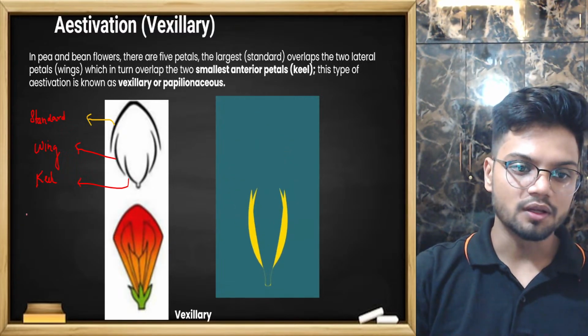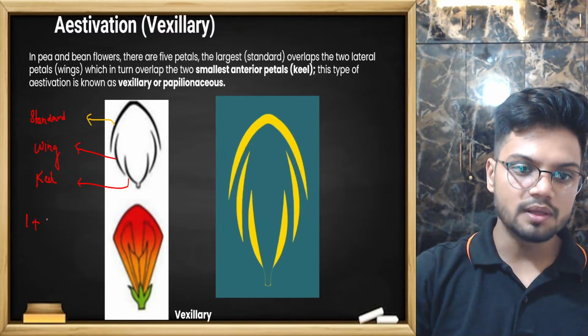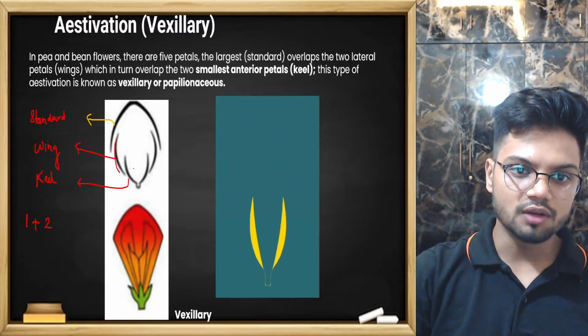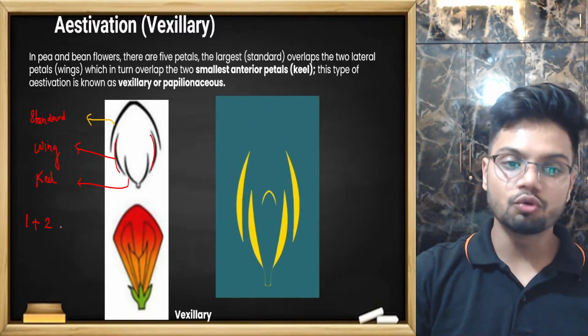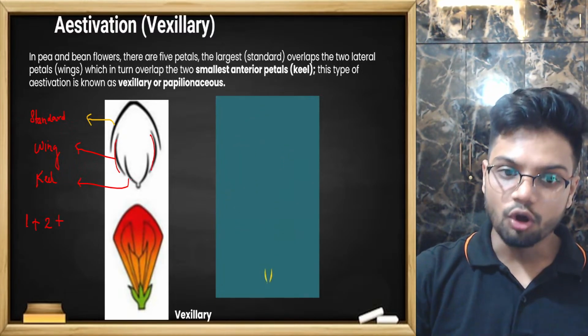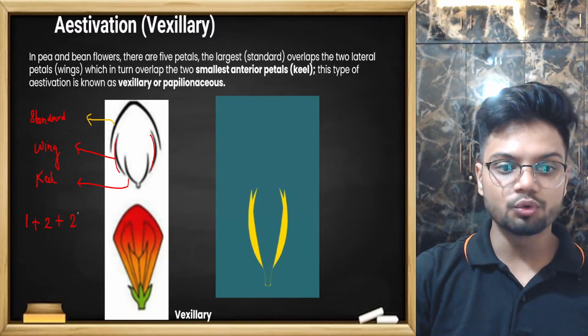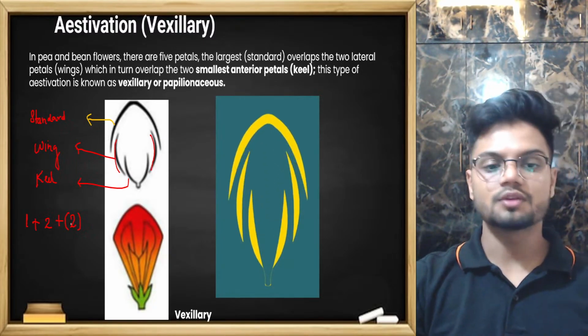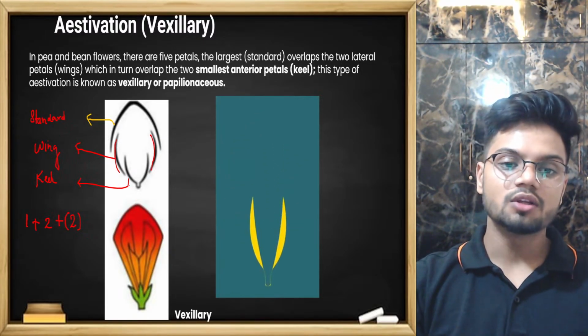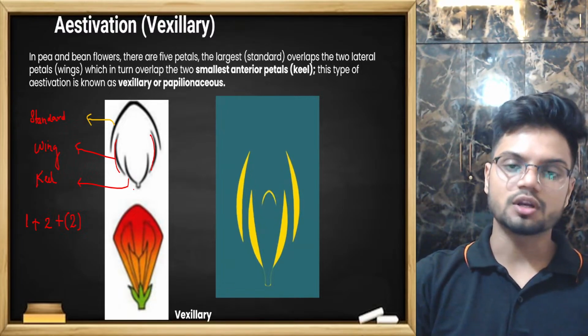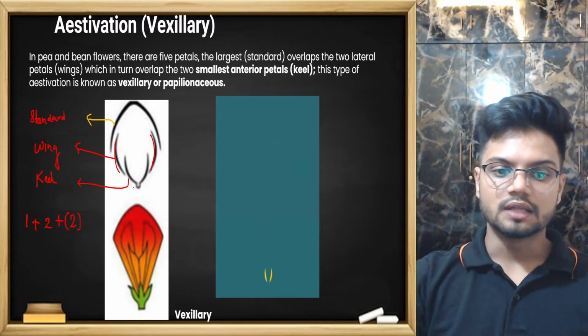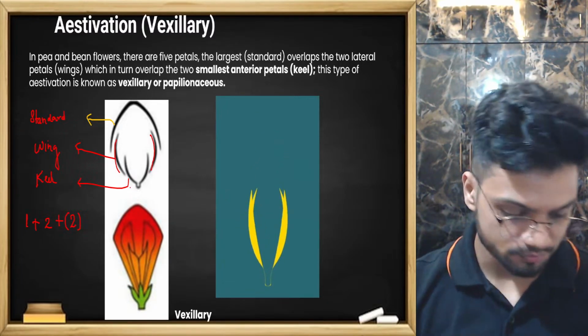Now what is the arrangement? One single standard plus two wings. Can you see? One wing here and one more wing here. Two wings plus how many keels? Two keels. The two keels are completely fused here. That is called vexillary estivation. Okay, this is called vexillary estivation.